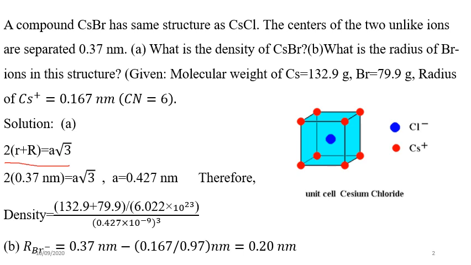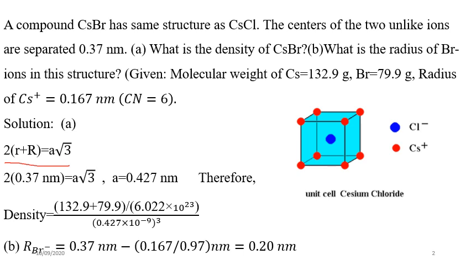The second part of the question asks: what is the radius of the bromine ion in this structure? In order to calculate it, this 0.37 nanometer is the bond length, or separation between the two ions which are in closest contact, touching each other. So we feel that we should directly subtract the radius of cesium from this total distance.